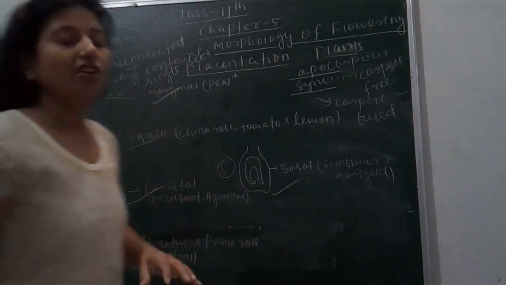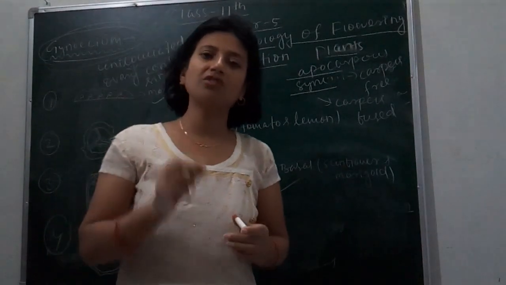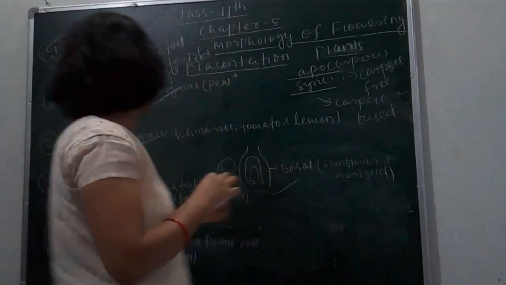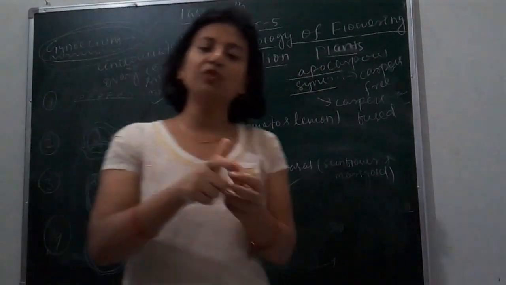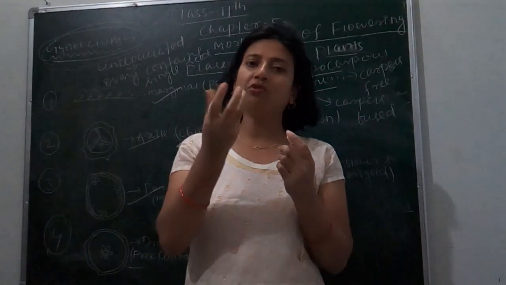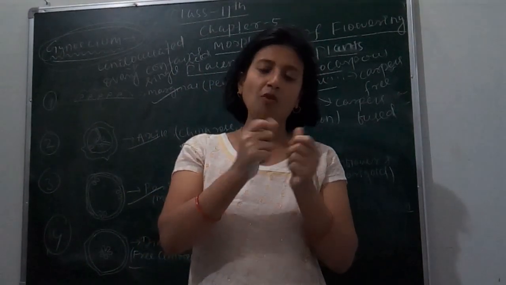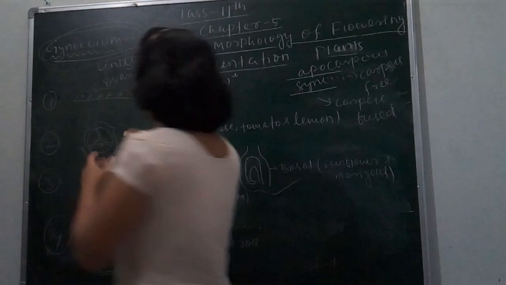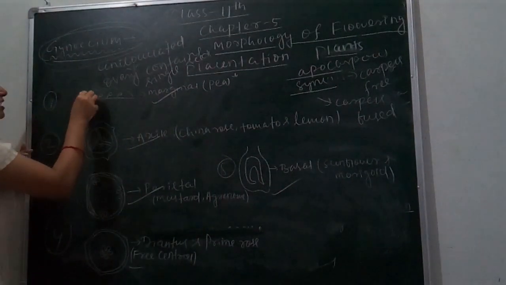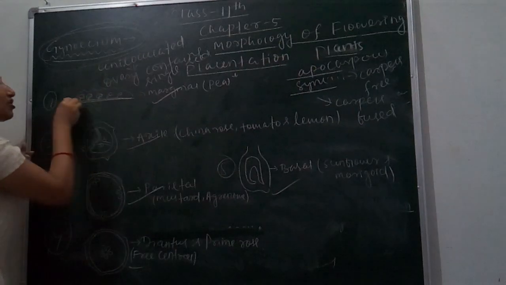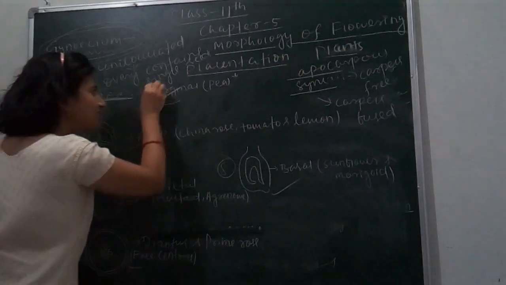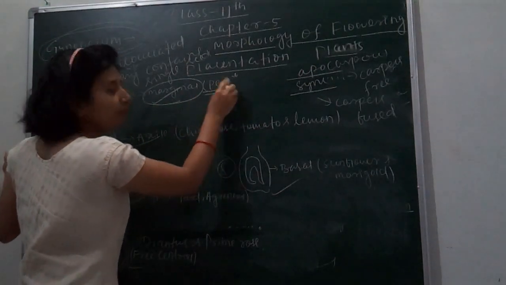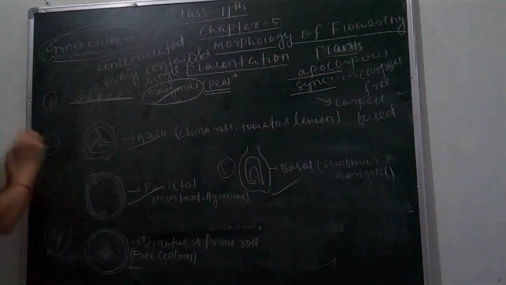First, marginal. What is marginal ovary? Marginal ovary means when the seeds arise from the margin or from the ridge. You have seen pea, matar phali. When you open a matar phali, you can see the seeds are arranged in this way, on a margin. That's why this type of arrangement of seed is called marginal placentation. Example, pea.